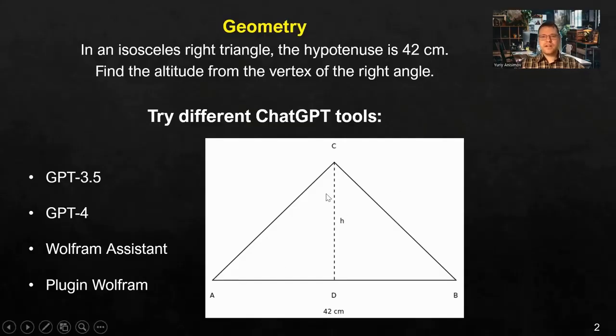So this is the diagram drawn by ChatGPT, and this is an isosceles triangle where the legs are equal, AC equals BC. And from the vertex of the right angle, so angle C is 90 degrees, there is an altitude, CD.